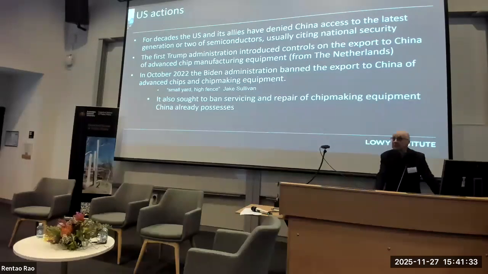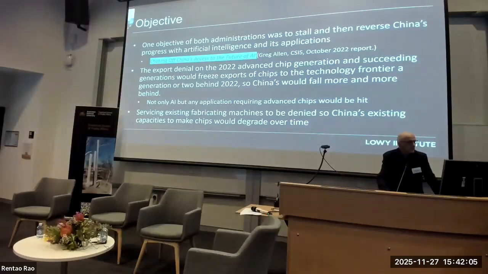And then the incoming Biden administration in 2022 extended the export denials to the export to China of advanced chips and chip making equipment. As Jake Sullivan, the then National Security Advisor, described it, it was a small yard, high fence. The objective here was explicit, in background briefings anyway, and portrayed as such by Greg Allen of CSIS. The objective was to stall and then, if possible, reverse China's progress with artificial intelligence and its applications.